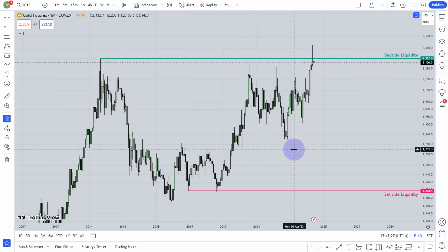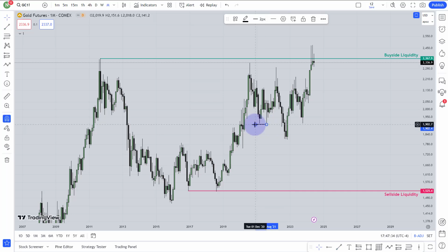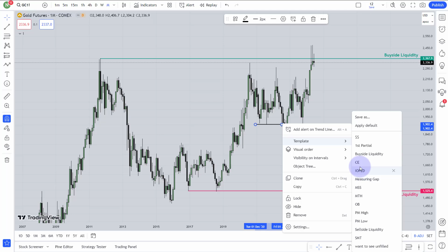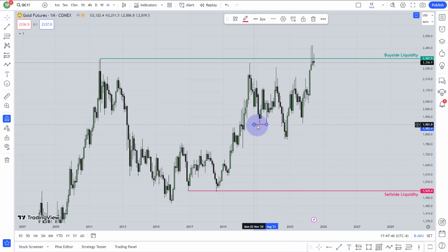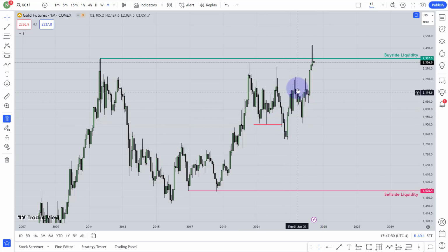When market fell again, what do you see over there? It has taken these relatively equal lows around that area. These relatively equal lows have been taken. So let me mark it. This is the relatively equal lows which has been taken. I'm in the monthly chart, so it's not showing over there. So let me just change the color. Okay, so it has taken the relatively equal lows, market went higher.